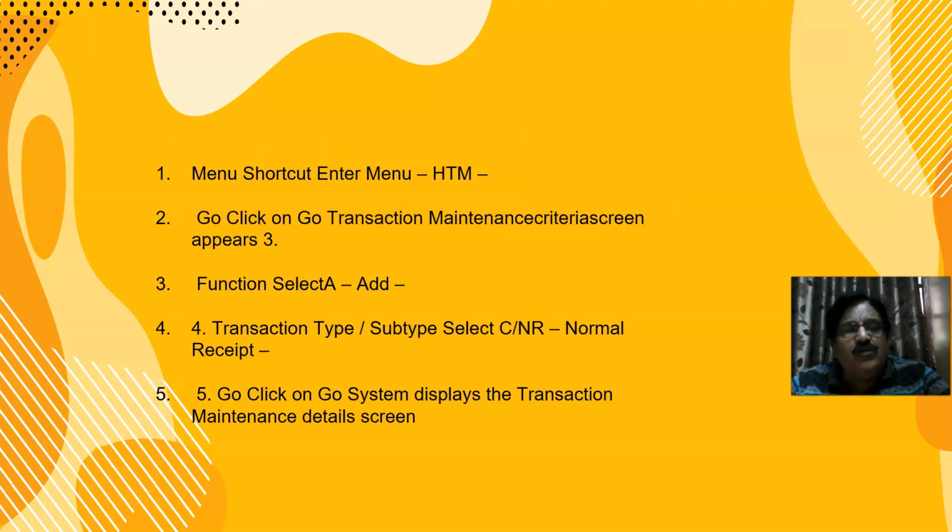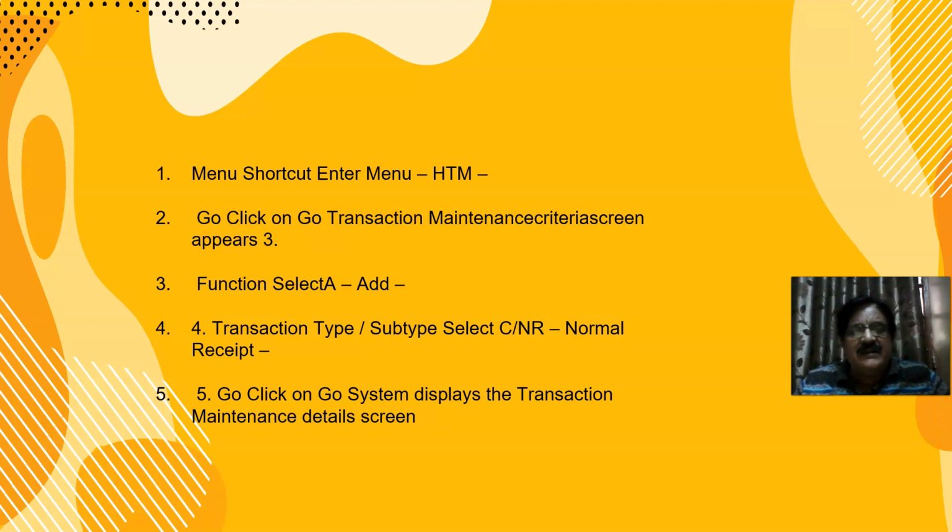So HTM is the menu option. You type in the shortcut menu option HTM plus enter, or you can click on go. The transaction maintenance criteria screen appears, right? For function, you have to select A, add, with transaction type normal cash and normal receipt, because it is excess cash and normal receipt. Click on go.